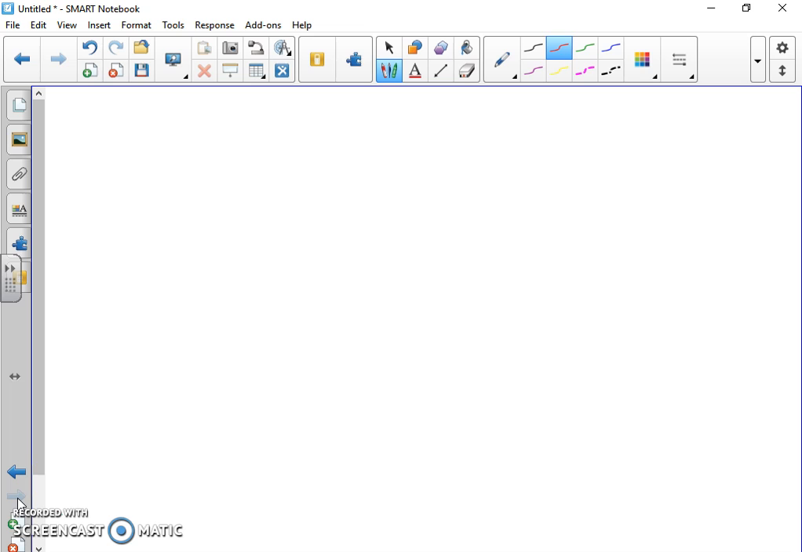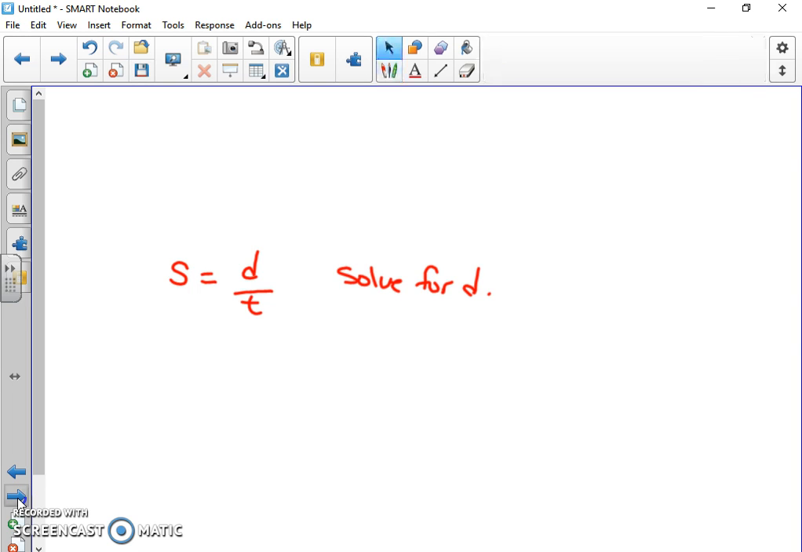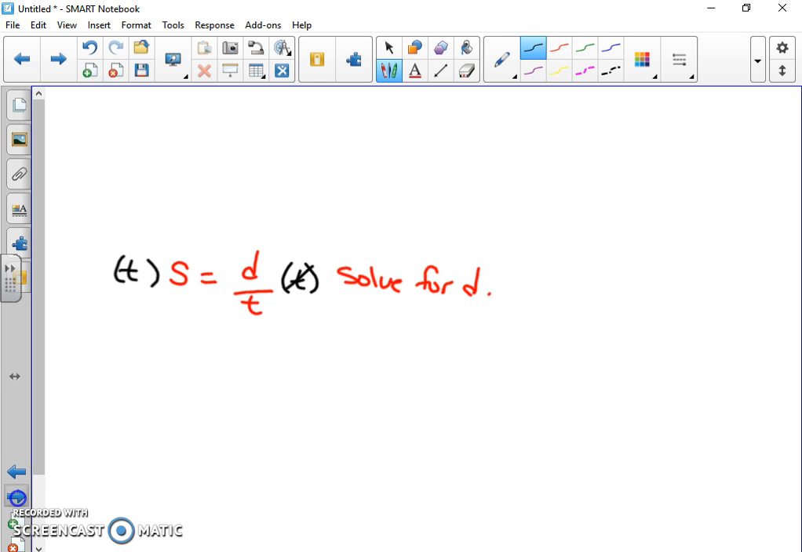Let's try the next one. S equals d over t, and we want to solve for d. Well, we want to get d by itself, and we also want to get rid of this denominator right here. Remember we learned when we were solving regular equations, you get rid of your denominator. To get rid of your denominator, you multiply by it. So that cancels, and that gives us d equals st, or ts. So d is by itself.